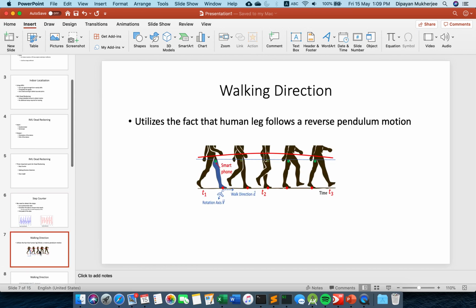The second part is walking direction. For this, we are using the gyroscope data. This utilizes the fact that the human leg follows an inverted pendulum motion. As you can see from this picture, the mobile phone goes up and down. So the rotation axis is perpendicular to the direction of the motion.